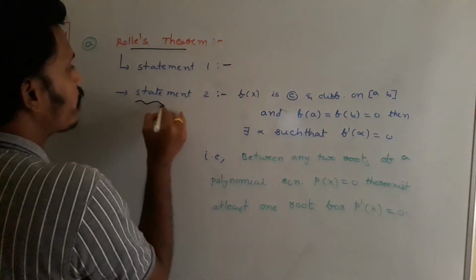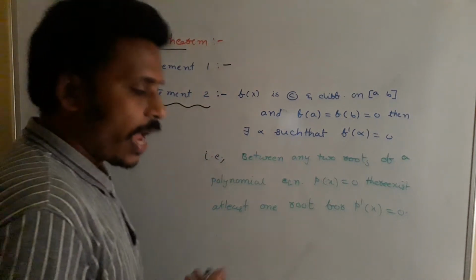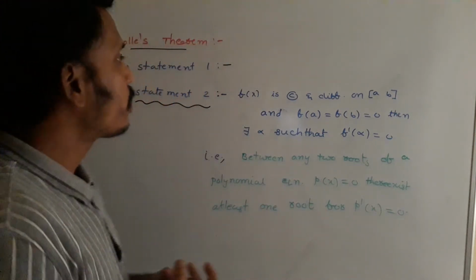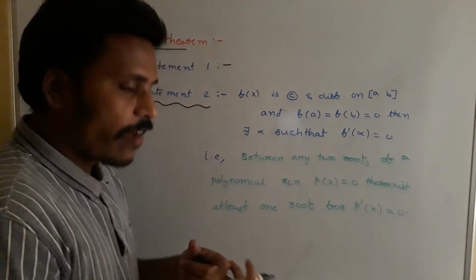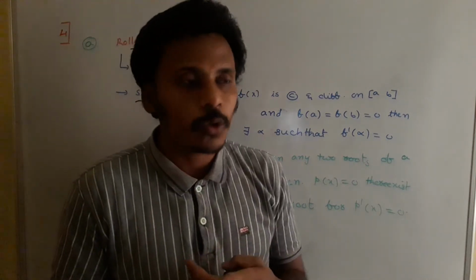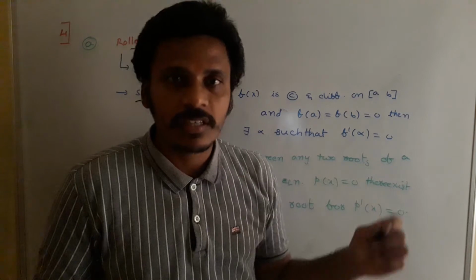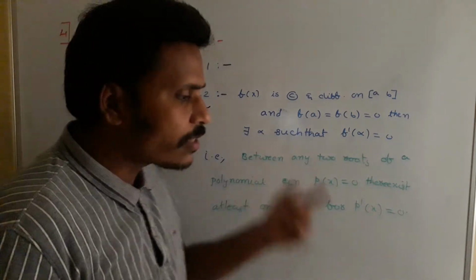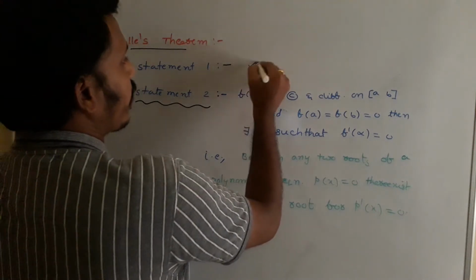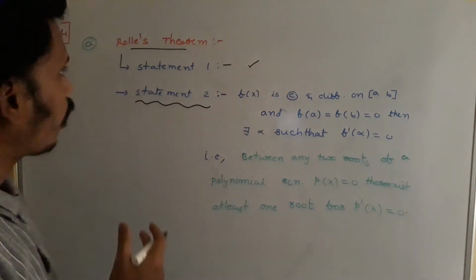Here I am going to mention statement 2 of Rolle's theorem. Actually, statement 1 and statement 2 both look similar. See, what is statement 1? A function is continuous, a function is differentiable, and f of a is equal to f of b. Then there exists at least one c such that f dash of c is equal to 0. You just revise that class for statement 1 of Rolle's theorem.